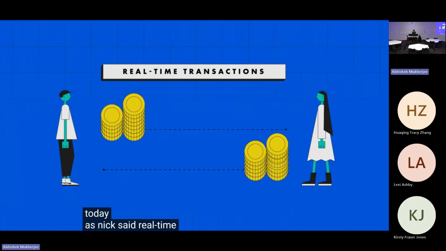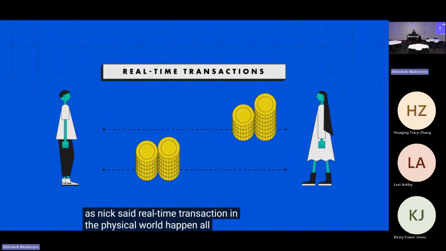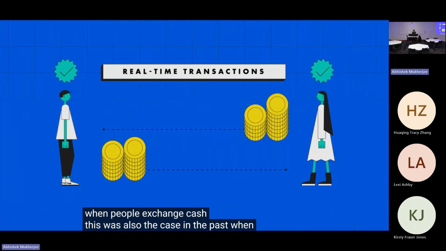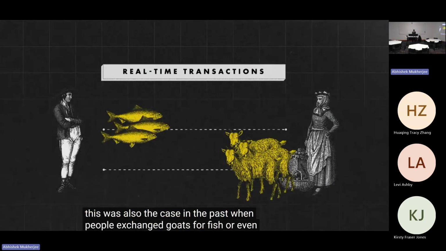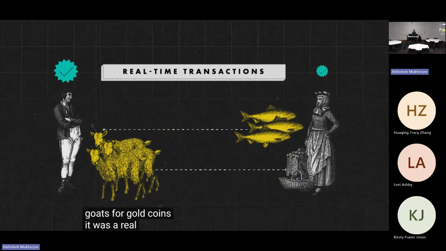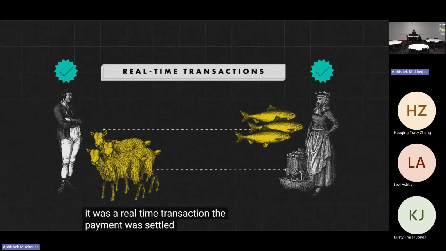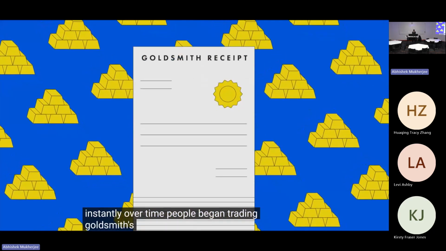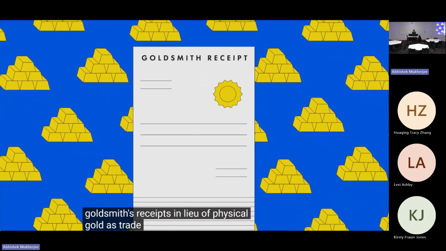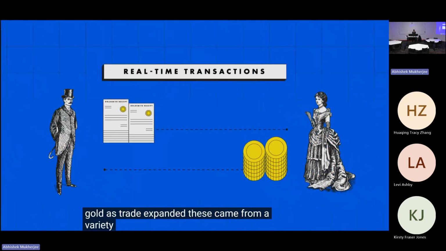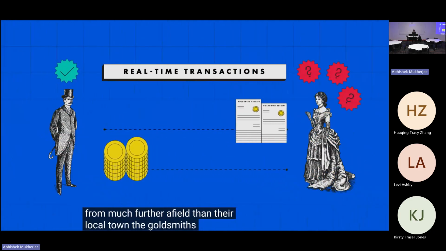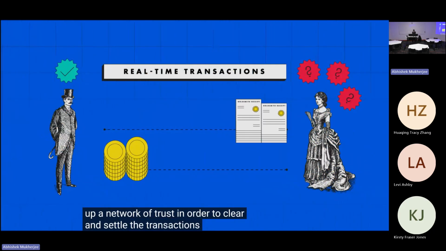As Nick said, real-time transactions in the physical world happen all the time when people exchange cash. This was also the case in the past when people exchanged goats for fish, or even goats for gold coins. It was a real-time transaction. The payment was settled and the debt cleared instantly. Over time, people began trading goldsmiths' receipts in lieu of physical gold. As trade expanded, these came from a variety of different goldsmiths, often from much further afield than their local town. The goldsmiths needed to set up a network of trust in order to clear and settle the transactions.